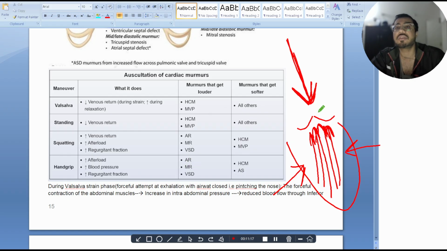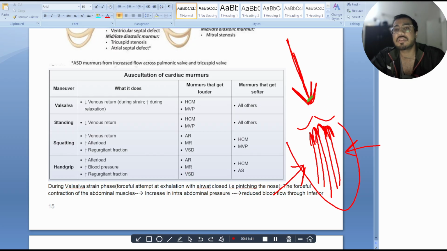Mitral regurg, same goes for mitral regurg as well, because there is greater back pressure, there is going to be greater end systolic volume left in the left ventricular chamber, and that would result in greater blood volume in the left ventricle, and that would result in greater backflow across the mitral valve.